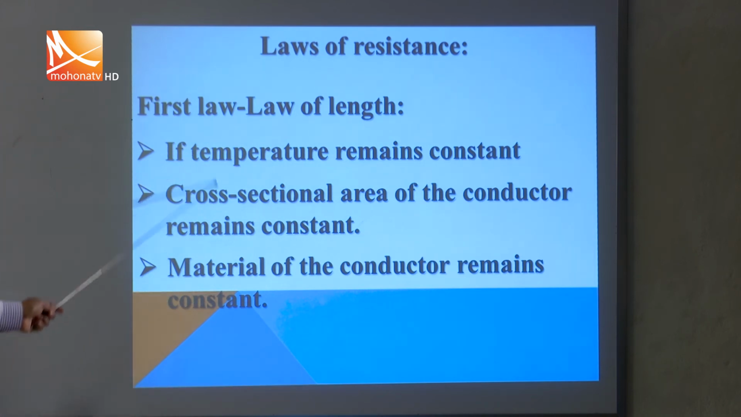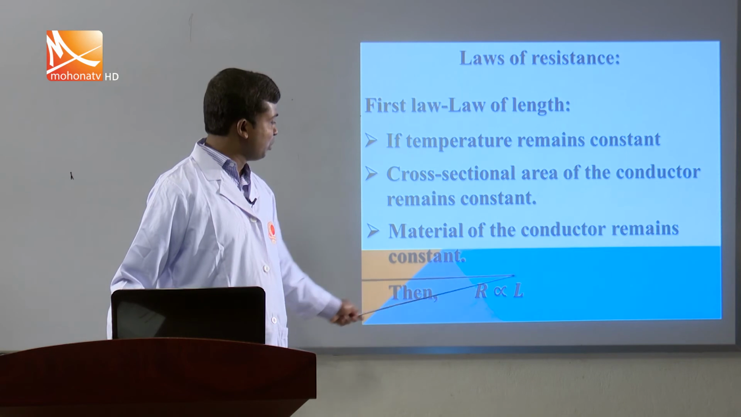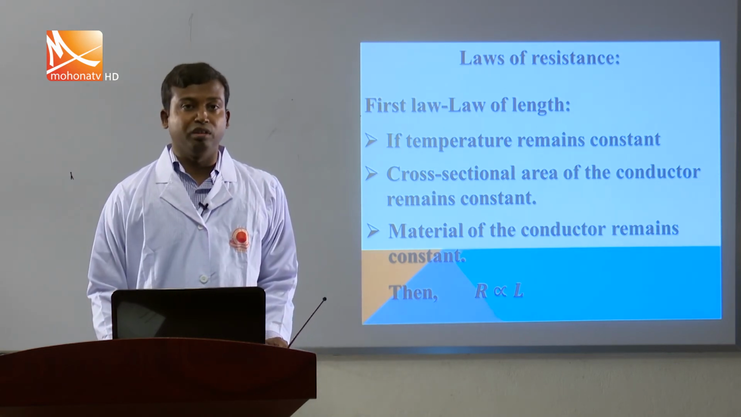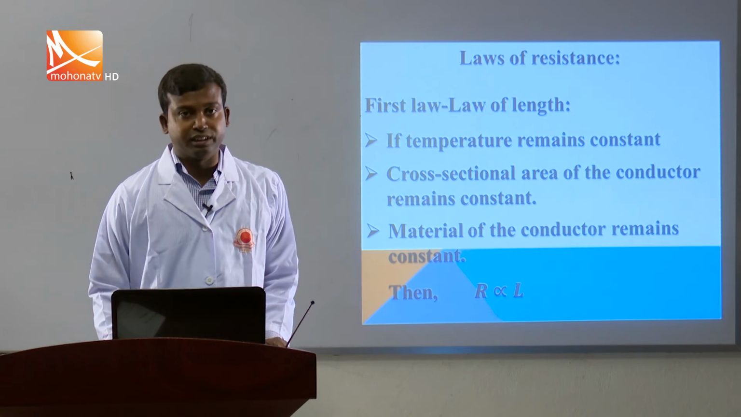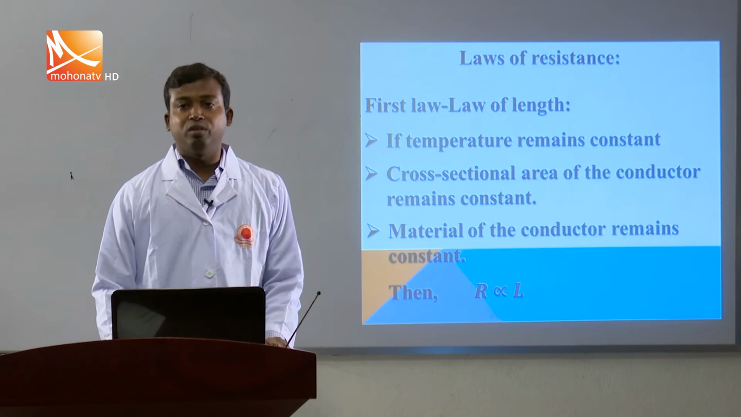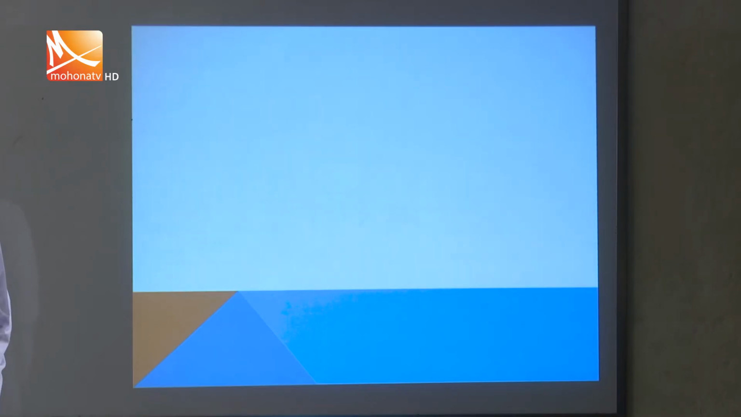If all these 3 variables remain constant, then resistance is directly proportional to length. That means, the more the length of the conductor, the more the resistance. From this equation, it is clear that a longer wire has more resistance than a shorter wire.